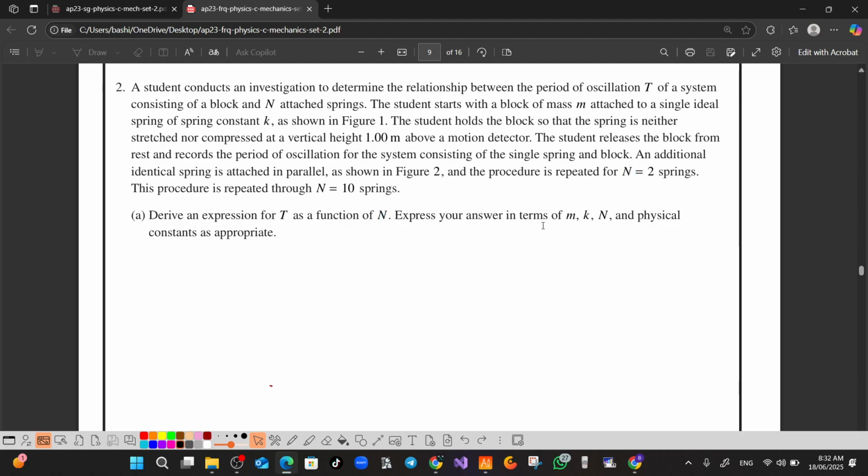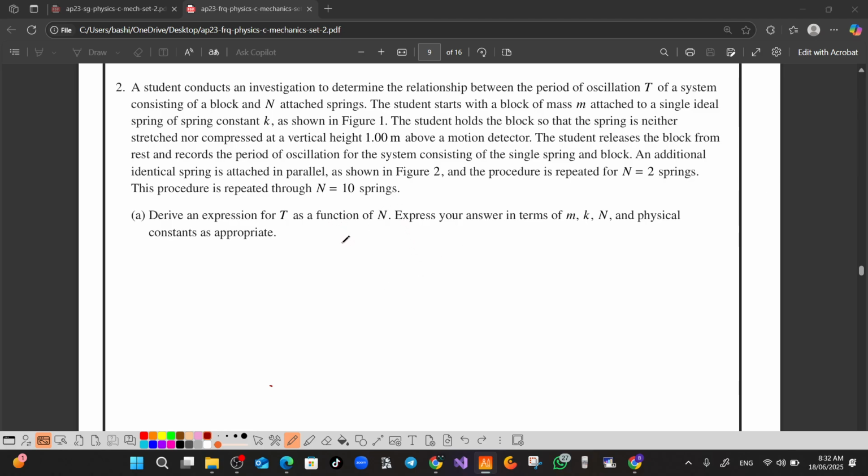Express your answer in terms of mass, spring constant, and n. So I don't want to see numbers here. I need to plug values instead of n, k, and m. I must see in my equation the following terms with the physical constants. When I say physical constant, it can be g, for example, the gravitational acceleration.